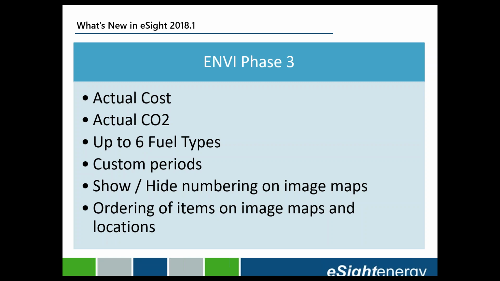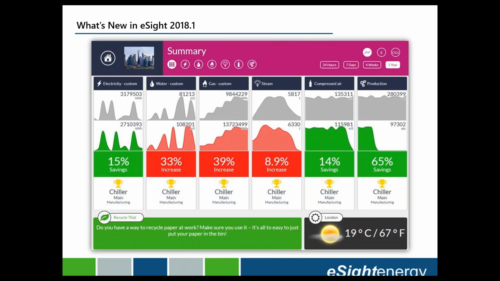Knowing that an Envy dashboard is often placed in a pretty prominent location, such as a lobby or some kind of prominently placed TV. So here's a screenshot of what that looks like now. This is the summary page, and here we're showing the 6 different fuel types. So you can see that we've redesigned the look and feel of it a little bit to accommodate more information.